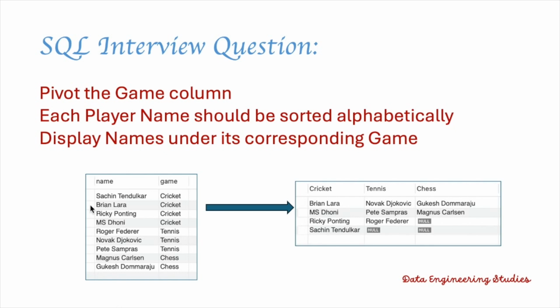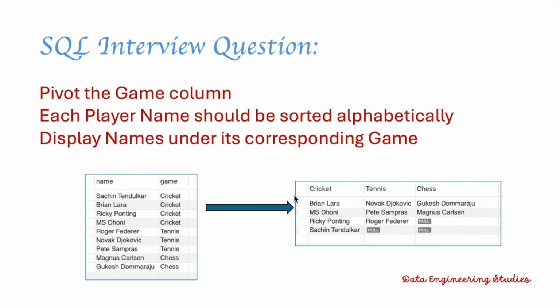We are given a players table which has two columns, name and game. We have a set of player names and their corresponding game. We have Sachin Tendulkar who is playing cricket, Brian Lara is cricket. Similarly, the other players, and we have a set of tennis players and a set of chess players. We have to pivot the game column and the player names should be sorted alphabetically.